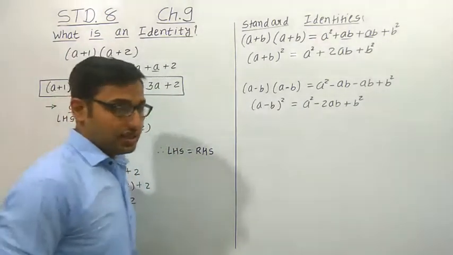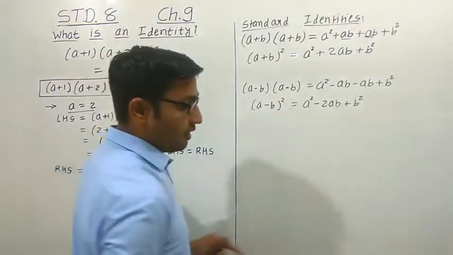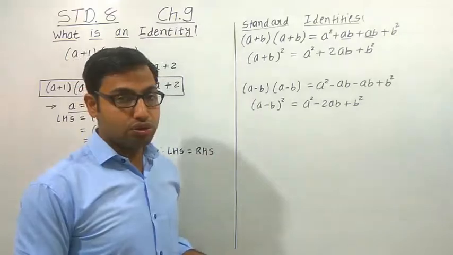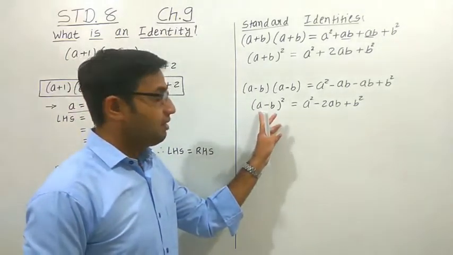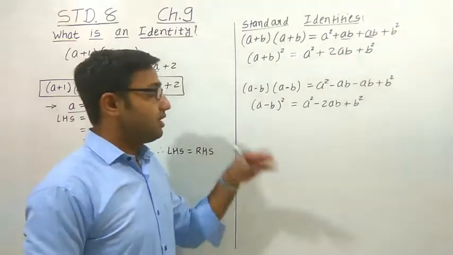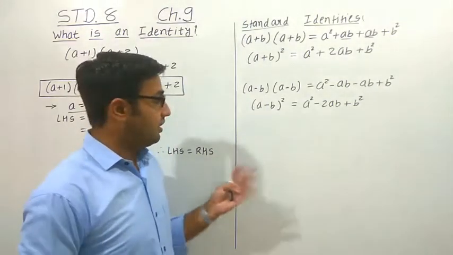Here it is not necessary that in place of a and b there must be variables. There may be constant numbers. Either a may be constant or b may be constant. Either both can be constants, or both may be variables.